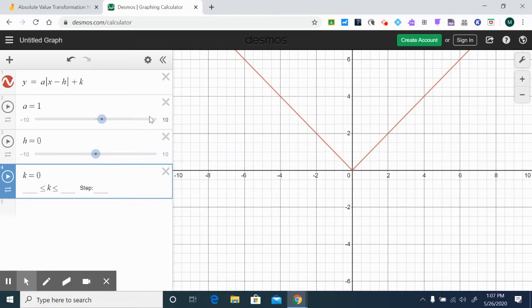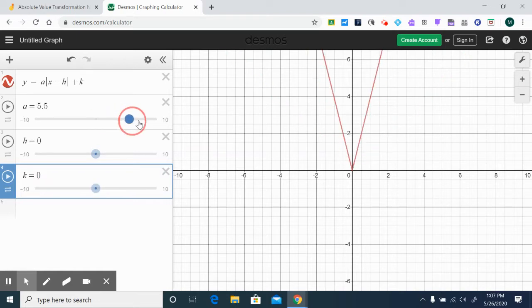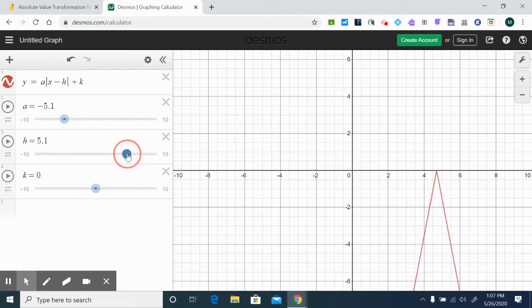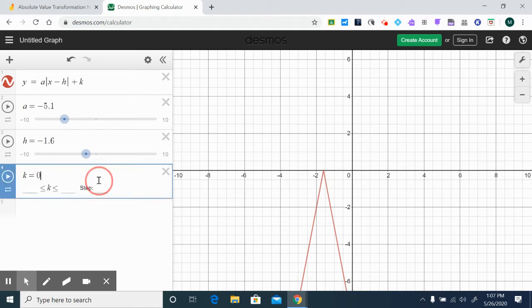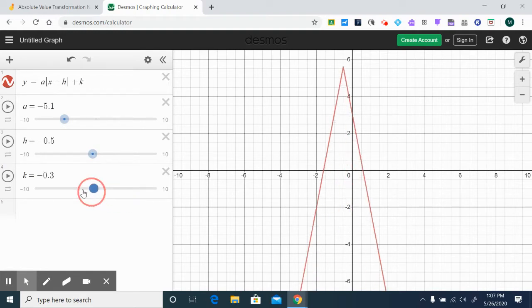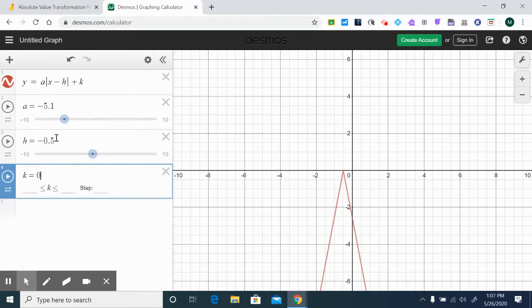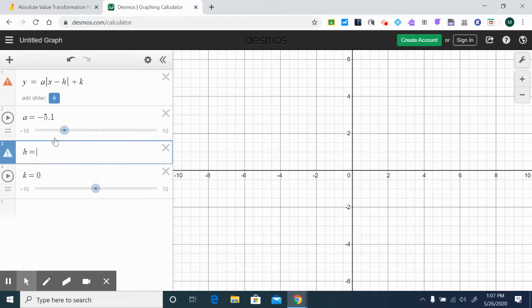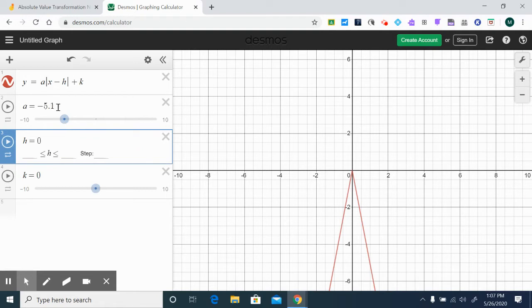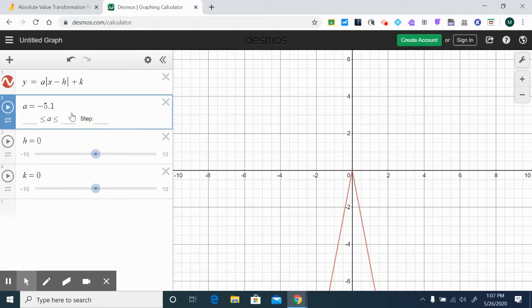Just like all of our other functions, we can change it and move it all around the coordinate system, just like what we did with our other functions. And then up and down. So our parameters actually work really similarly to our other parameters that we've done. Actually, they're exactly the same for the most part.